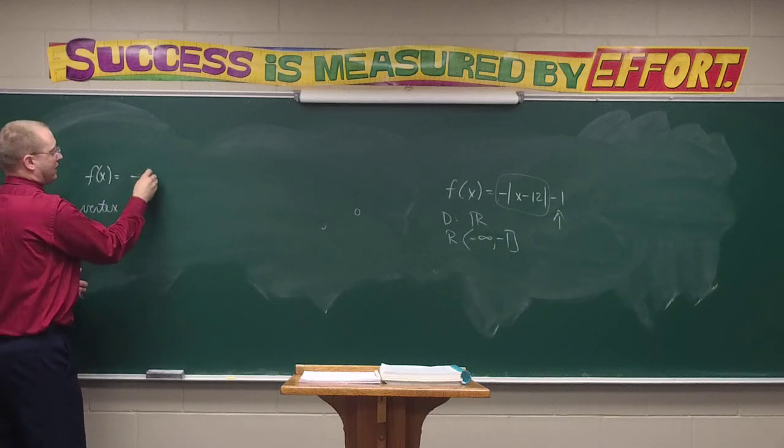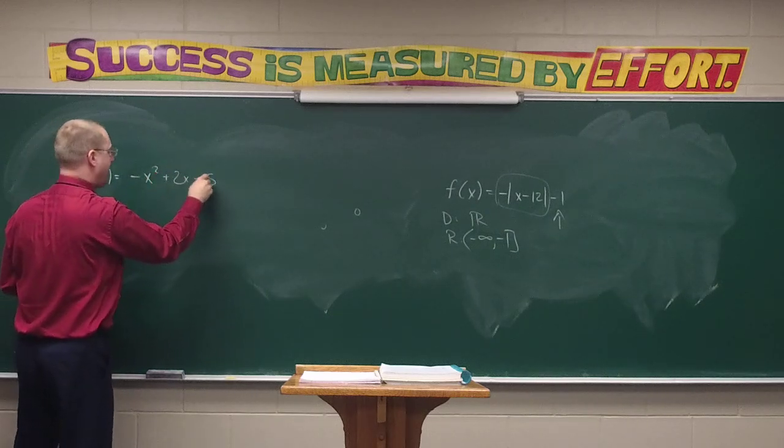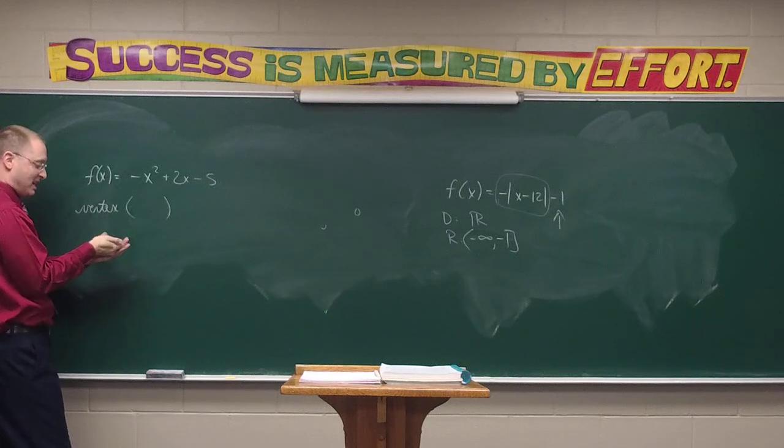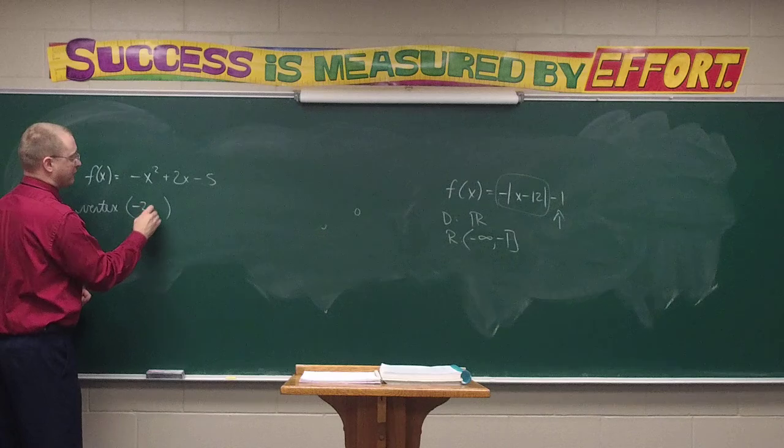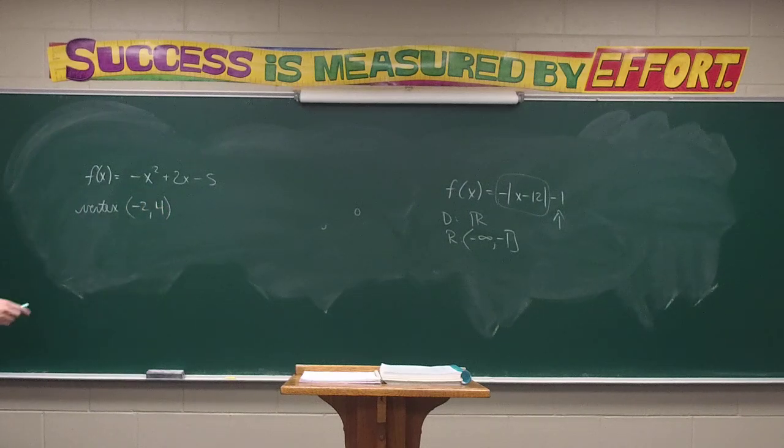All right, so if I gave you a quadratic of negative x squared plus 2x minus 5, and I said the vertex happened to be, again, there is really truly a vertex, if it happened to be at negative 2, 4, what would the domain be, first of all?